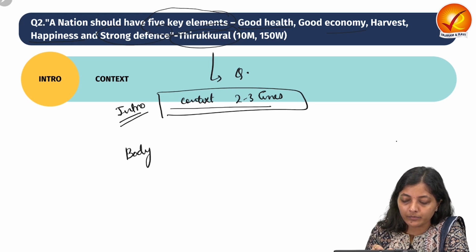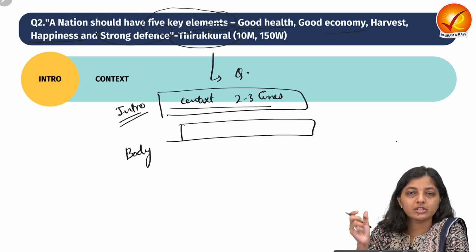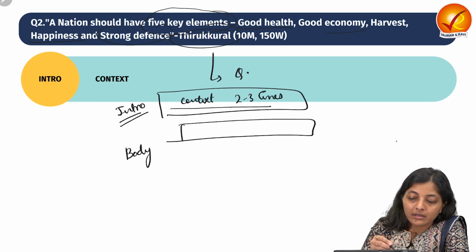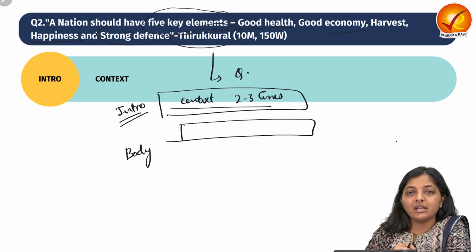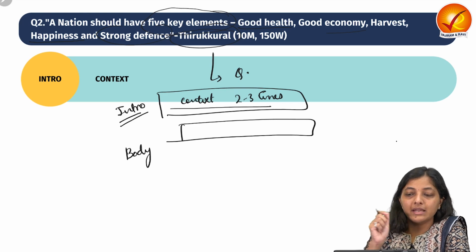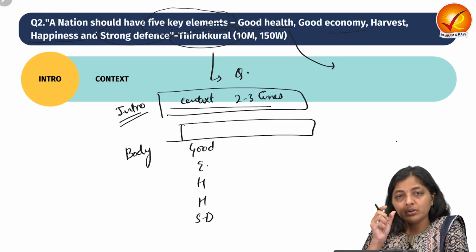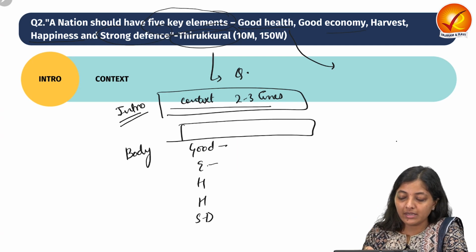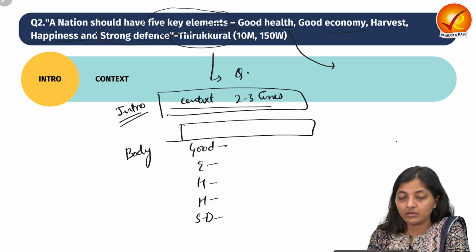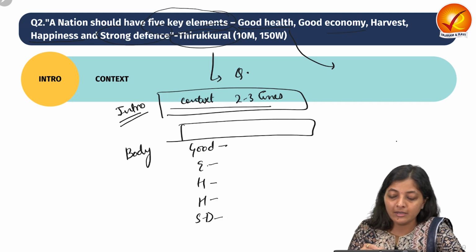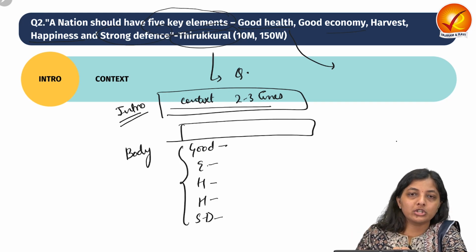Then in the body, whatever the demand of the question, you just put it in a heading. Then divide your question into multiple dimensions or multiple parts or core elements. Like in this question, good health is there, economy, harvest, happiness, strong defense is there. So divide into smaller parts so that you can do justification with these demands of the question.